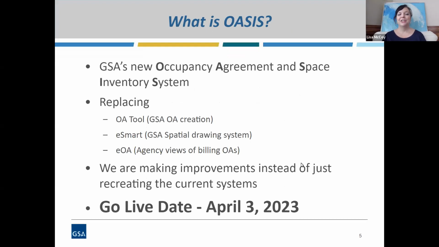Thank you. So for those of you who said, what's OASIS? This is GSA's new Occupancy Agreement and Space Inventory System, to spell out OASIS. And it's going to replace multiple systems. Our OA tool, which is where GSA creates the OAs that we become signatories of and share with our customers to show the agreement for our rent. eSmart, which is how we identify the assignment drawings for each agency, and EOA, which some folks use now, and it gives some views of the currently billing OAs.